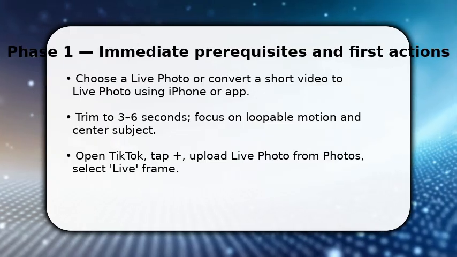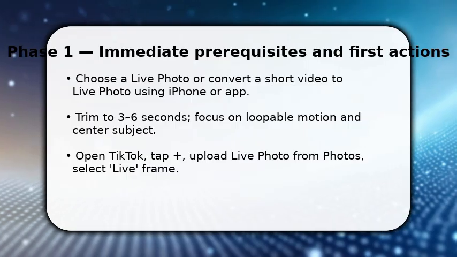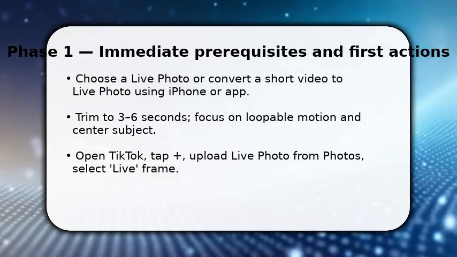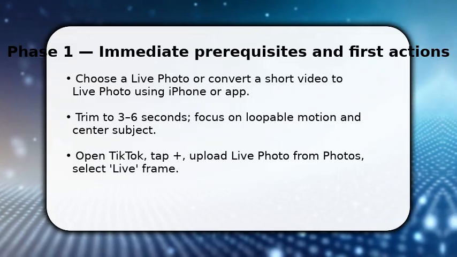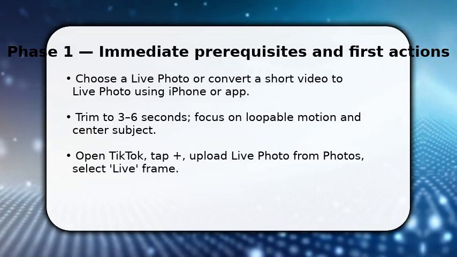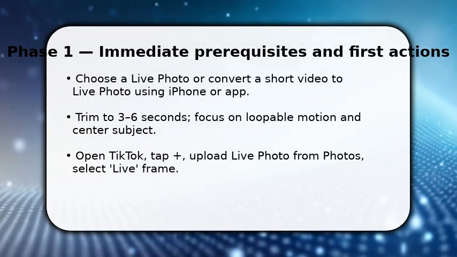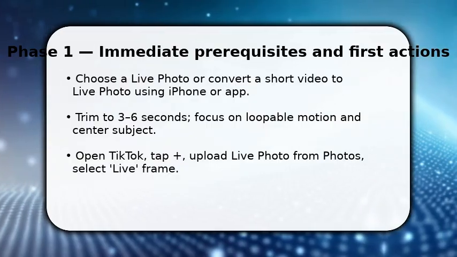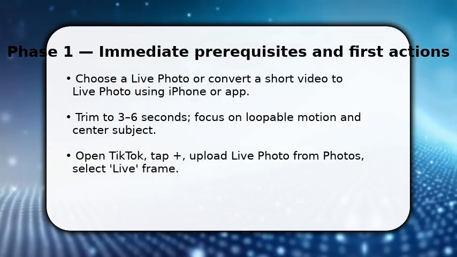You start with a usable live photo. That matters because TikTok treats motion differently. Pick or convert a short clip to a live photo, then trim to about 3 to 6 seconds so it loops cleanly. Once done, open TikTok and tap the plus to create a post.